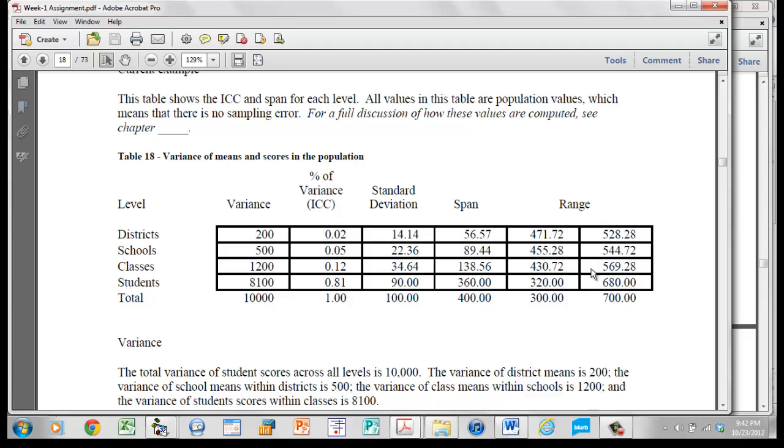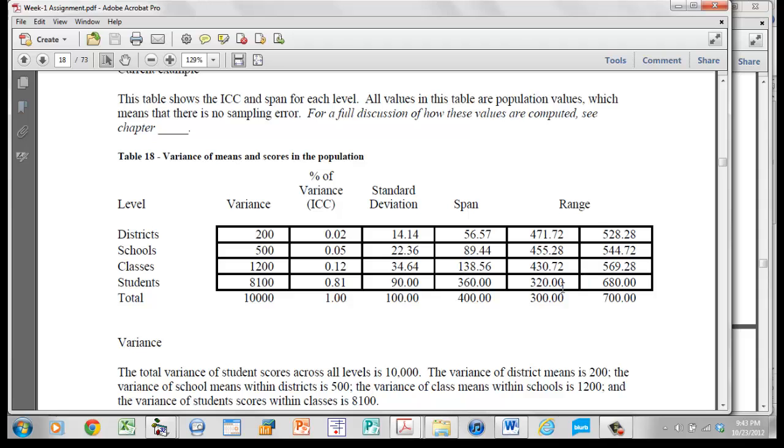Similarly, when we move down to classes, if we happen to be talking about a school that has a mean of 500, then the class means are going to range from 430 to 569. But if we happen to pick a school where the mean is not 500, where the mean maybe is 450, then the range is going to be shifted 50 points to the left. It's going to be 380 to 519.